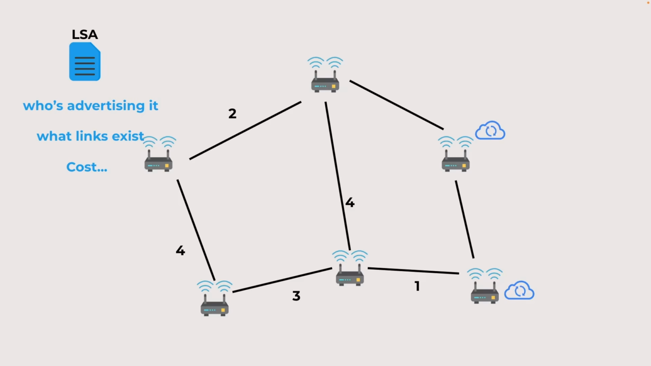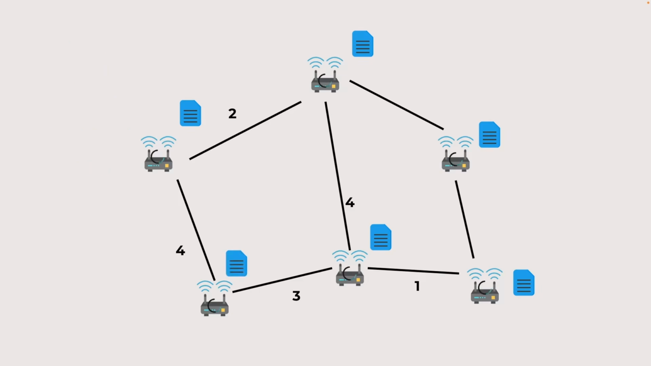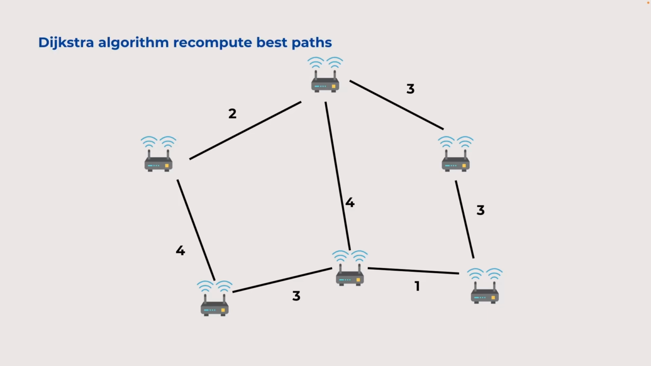The new router also originates its own LSA, and that LSA is flooded to all routers in the same area. When routers receive new or changed LSAs, they update their LSDB, then run SPF, which uses Dijkstra to recompute best paths. I won't explain Dijkstra here because I already made a video about it, and I put a link in the description. After all this, each router updates its routing table, and this is how link state routing works.